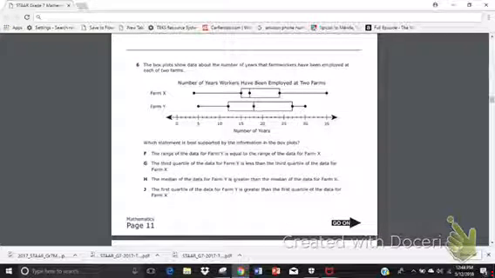Number 6. The box plots show data about the number of years that farm workers have been employed at each of the 2 farms. And here we have 2 farms. We have Farm X and Farm Y. Which statement is best supported by the information in the box plots?